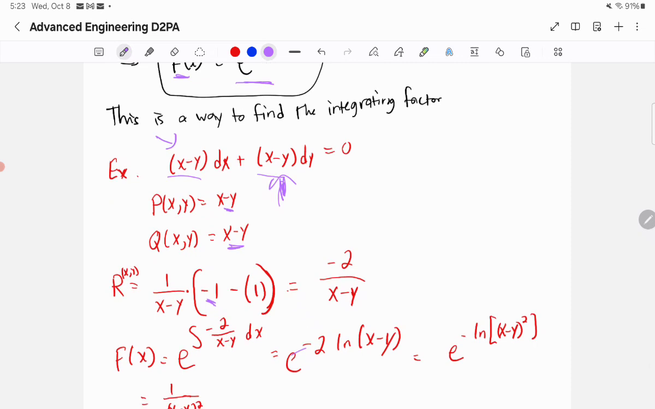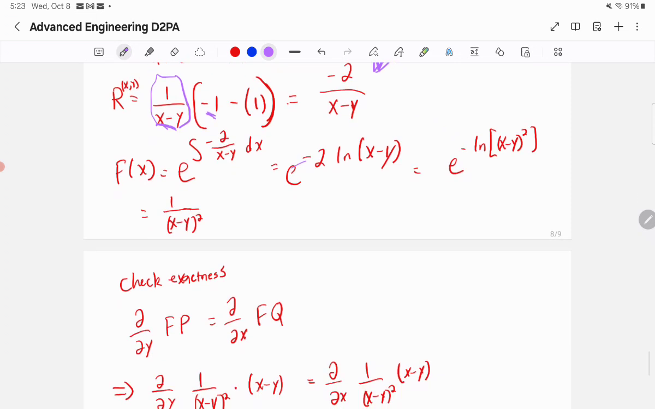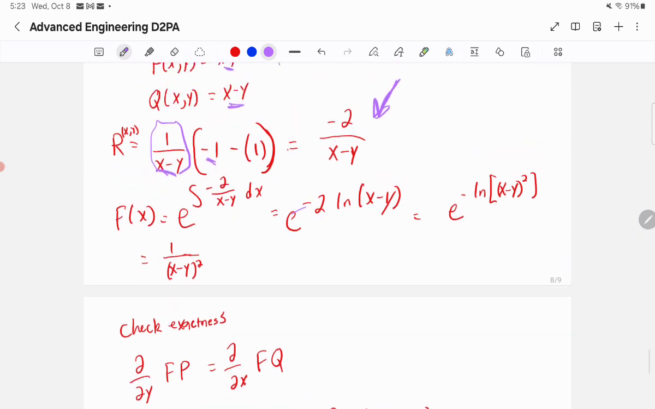And then I have to multiply by 1 over q. This is my 1 over q, this term right here. So I get -2 over x minus y. Okay. And then this becomes my integrating factor. I get f of x is equal to the integral of r, which is -2 over x minus y times dx.